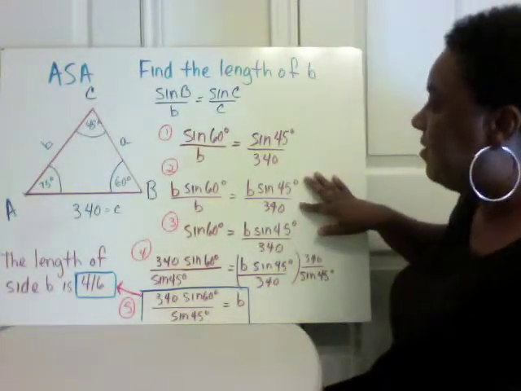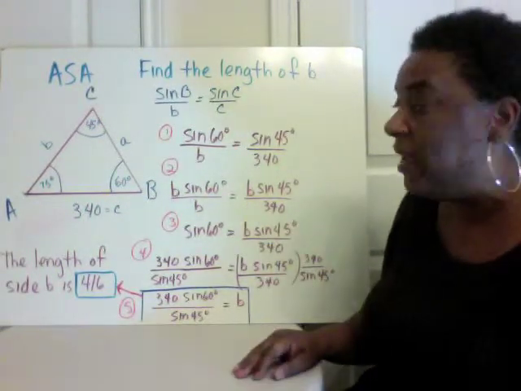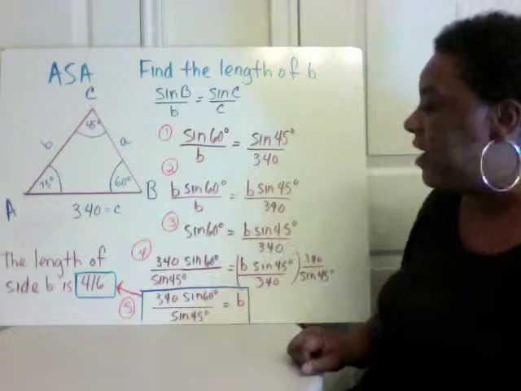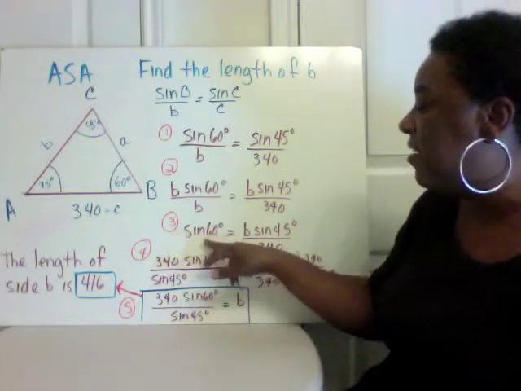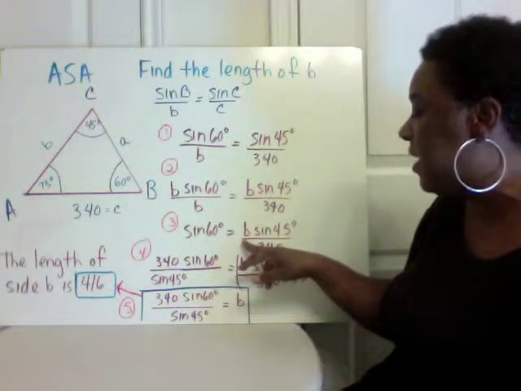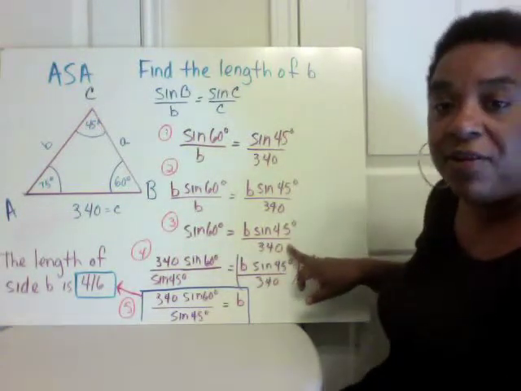So in this next step, we multiply both sides of the equation by b to get b out of the denominator. So in our next step, we see that we have sine of 60 degrees is equal to b times sine of 45 degrees divided by 340.